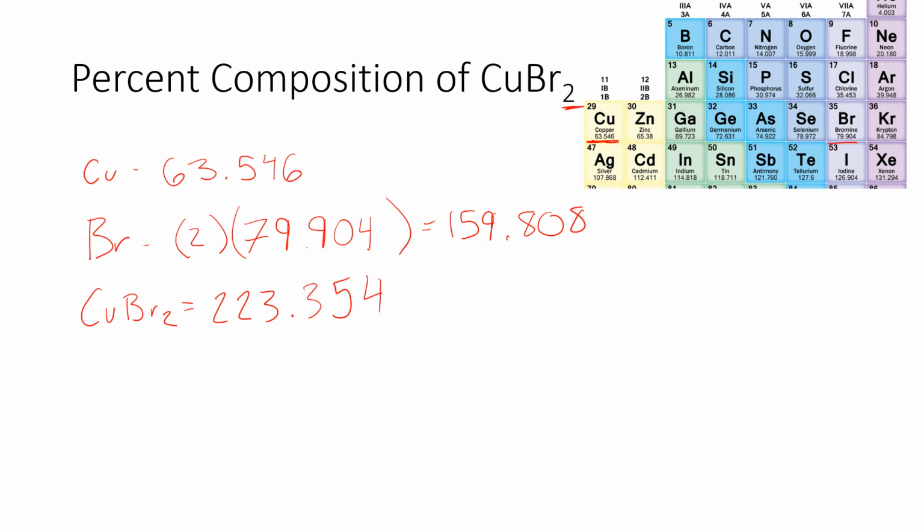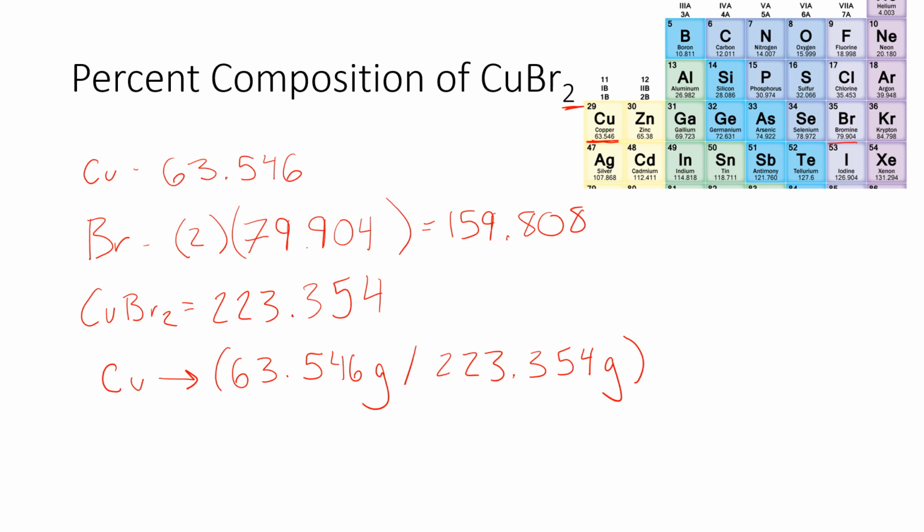Now, to get the percent composition of each of these, we want the percent composition of copper and the percent composition of bromine. So we'll start with copper. We take the part divided by the whole times 100 in order to get our percent composition. So in this case, we would take the part, which is 63.546 grams, divided by 223.354 grams, because this is the whole, this is copper bromide's mass. And then, I'm going to put this in parentheses, we times this by 100 because we want the percent composition.